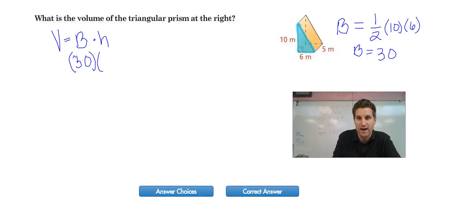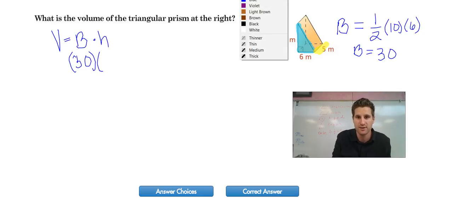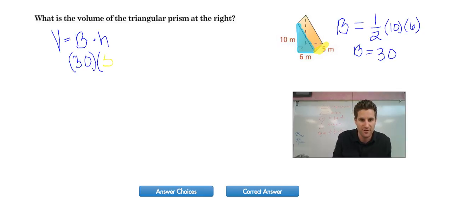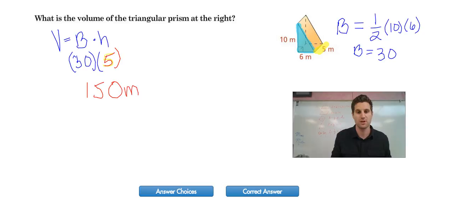And then our height, so we want to say how far is it from one base triangle to the other base triangle? It's going to be 5. So our height is 5. And that's really hard to see that color, so I'm not going to use that color. Let's use red. Much easier to see. And we're going to do 5 times 30, and I get 150 square meters. Oh wait, it's not squared.